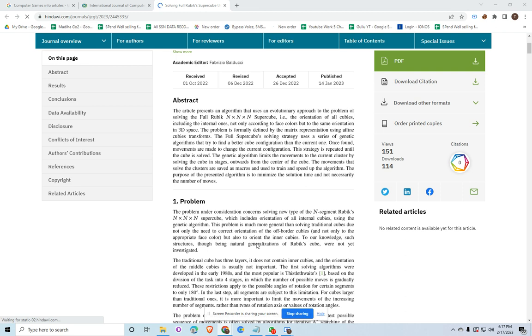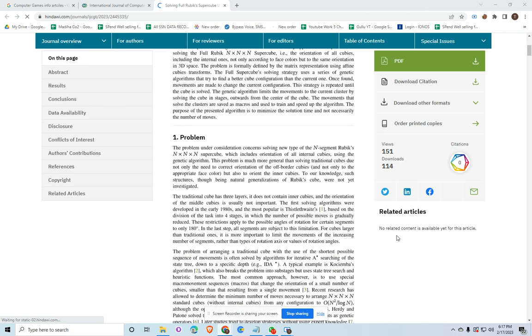The first solving algorithms were developed in the early 1980s, and the most popular is based on the division of the task into four stages in which the number of possible moves is gradually reduced. The restrictions apply to possible angles of rotation for certain segments, to only 180 degrees.